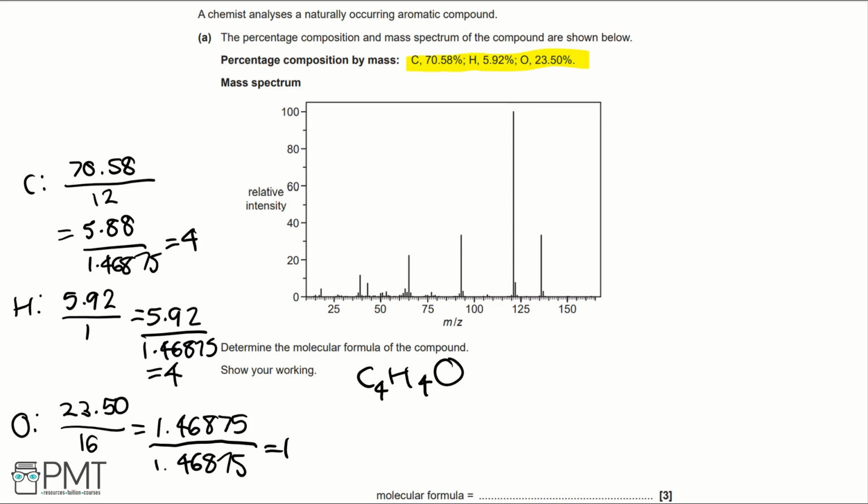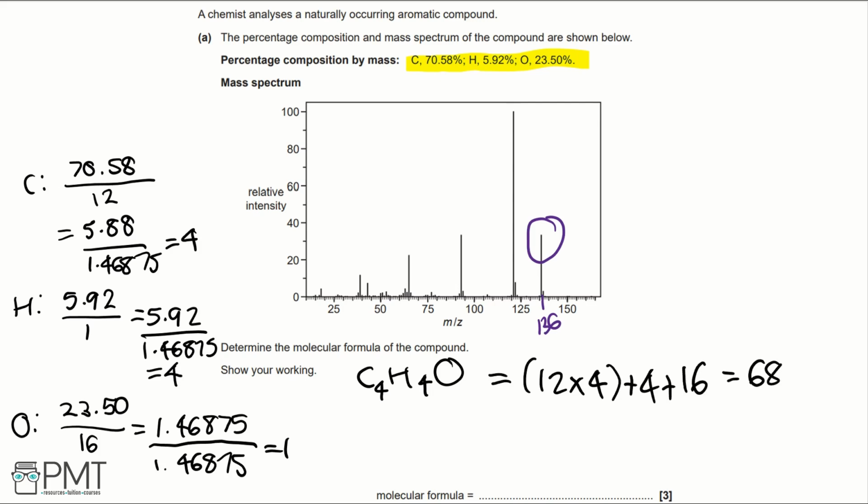The rightmost peak, or furthest to the right peak, gives us the relative formula mass of the entire compound. So if we read off this peak here, that's at 136. So that means that the relative formula mass of the entire compound is 136. The relative formula mass of the empirical formula we've worked out would be 12 times 4 plus 16, which gives us 68.